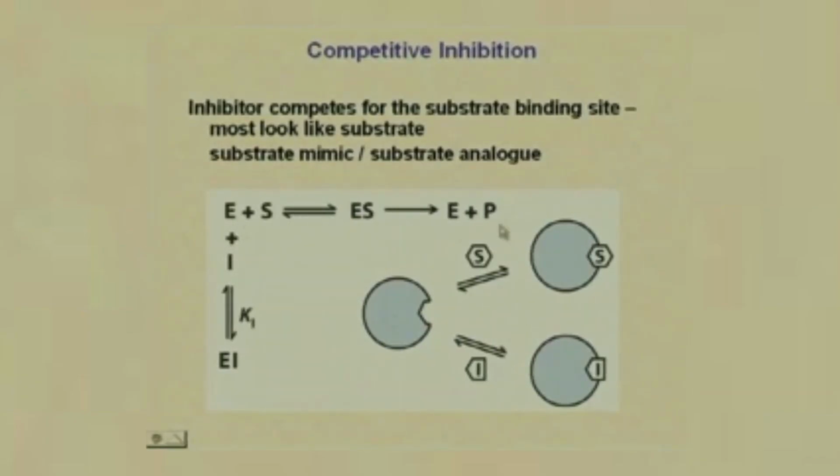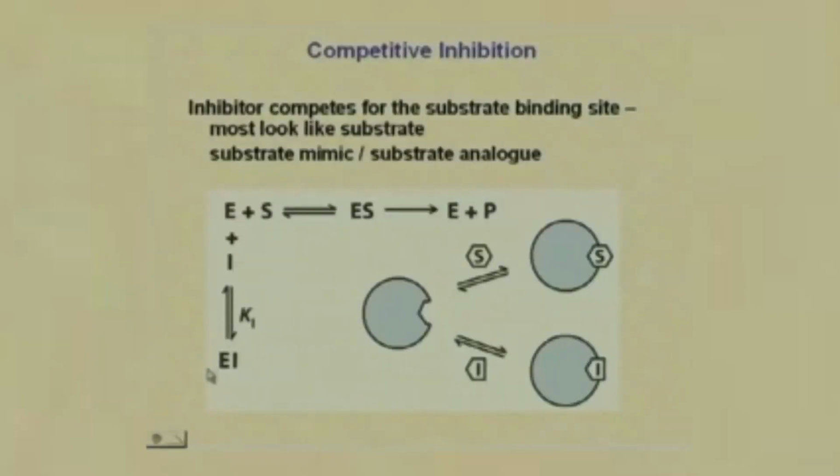So what do we have in our enzyme kinetic set? We have E plus S going to ES, which goes to E plus P. This is our normal reaction. But now I have an inhibitor. What sort of inhibitor? A competitive inhibitor. The competitive inhibitor is going to interact with the enzyme in an equilibrium, with an inhibition constant, forming an enzyme inhibitor complex.